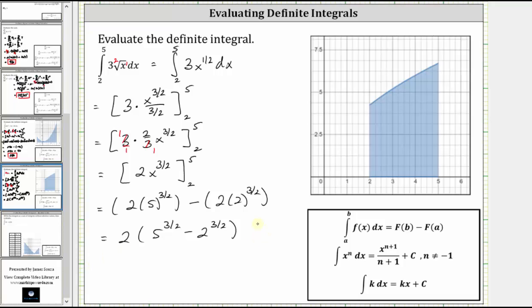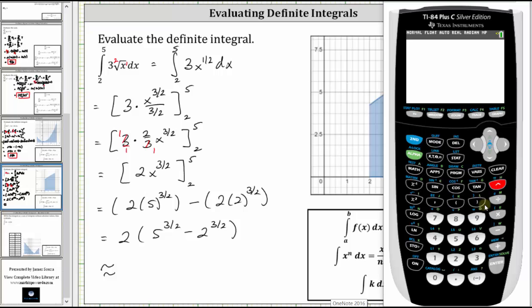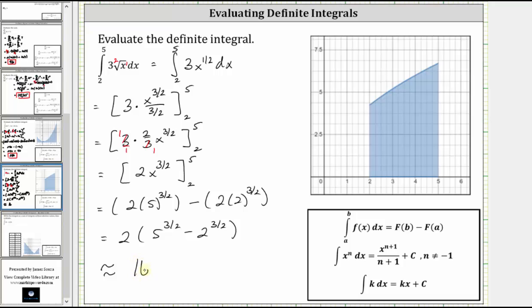And now let's go to the calculator and get our decimal approximation to 4 decimal places. Which is approximately 16.7038. Which again, because the function is non-negative over the closed interval from 2 to 5, the shaded area below the graph is approximately 16.7038 square units.